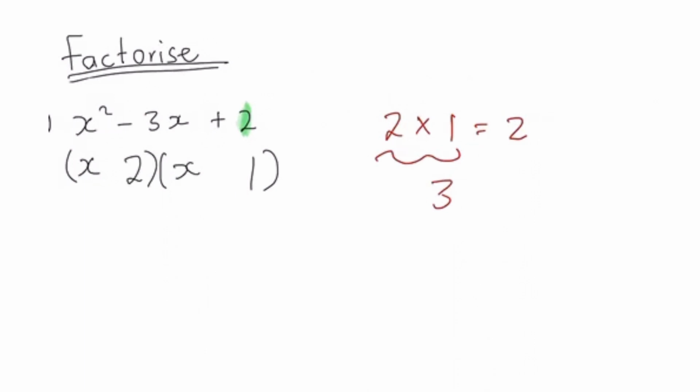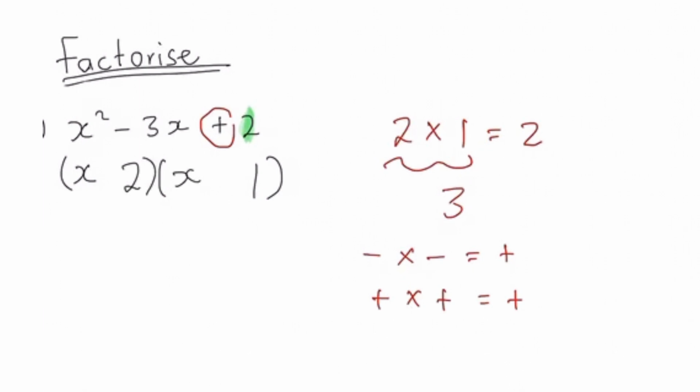After writing 2 and 1, you say the signs are the same because of this plus. When it's a plus, negative multiplied by negative, you get a plus. Positive multiplied by positive, you get a plus. The signs are the same, but the nature of the signs is that they are both negative. After you've reached this step, you are done. You have solved the problem.